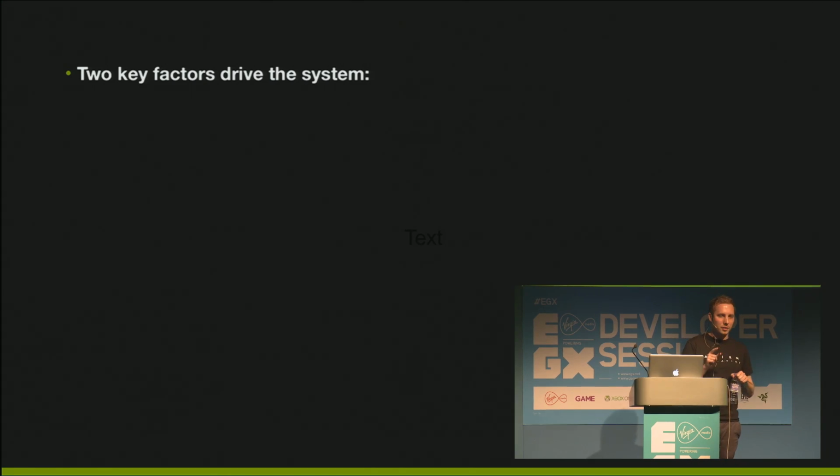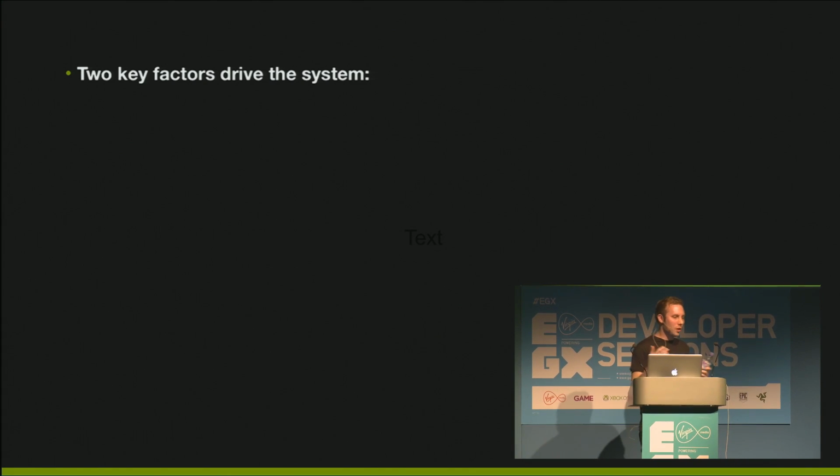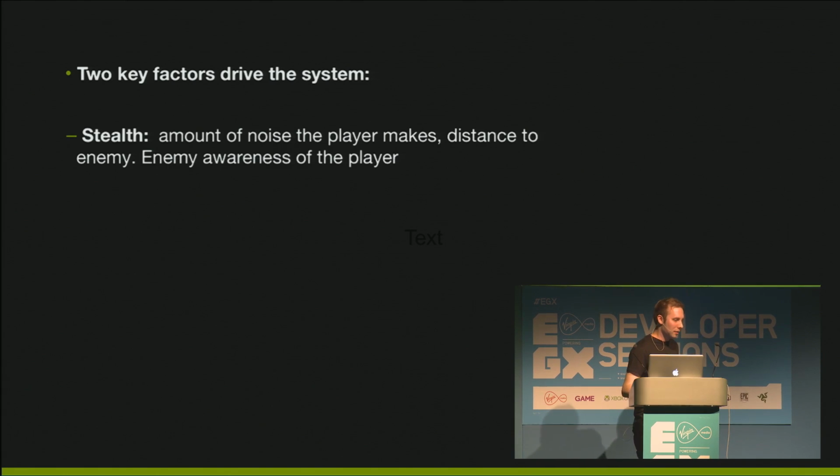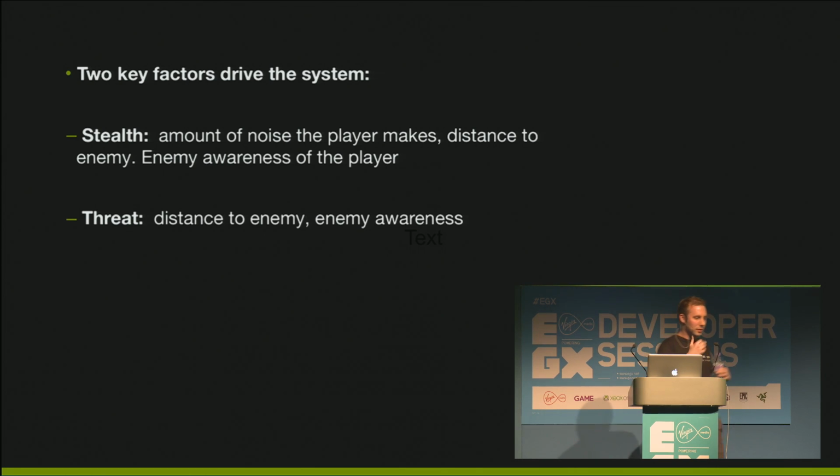And two key factors drive that system. The first one is stealth, which is one value which tells us at any given moment how stealthy the player is being. A few key factors drive that, things like the amount of noise the player makes, the distance they are to the enemy, and also the enemy's awareness. The alien has lots of different awareness states, and all of those feed in to give us a stealth amount. Secondly, threat, which is distance to the enemy and the enemy's awareness.